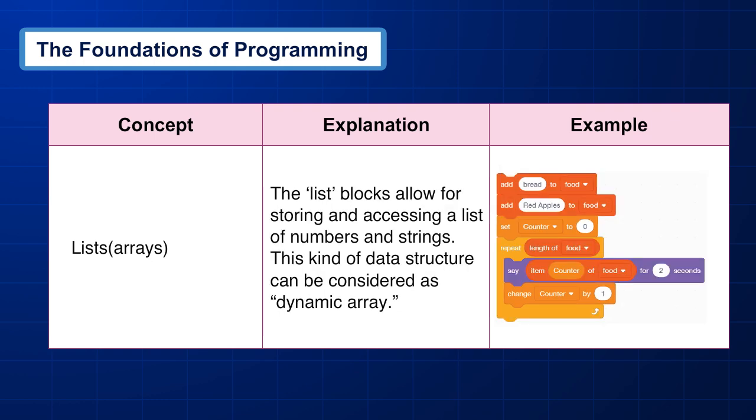Lists, arrays. The list blocks allow for storing and accessing a list of numbers and strings. This kind of data structure can be considered as a dynamic array. Pick 1, bread, 2, food, add red apples to food, set counter to 0. Repeat length of food. Say item counter of food, change counter by 1.